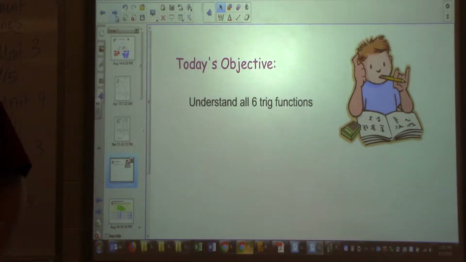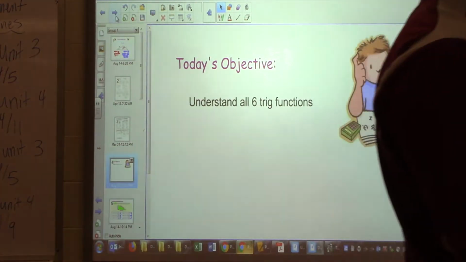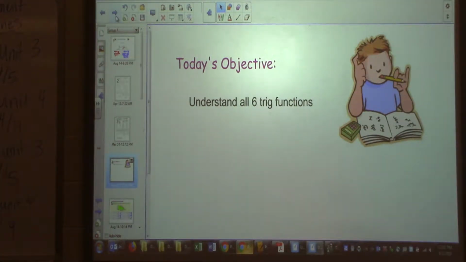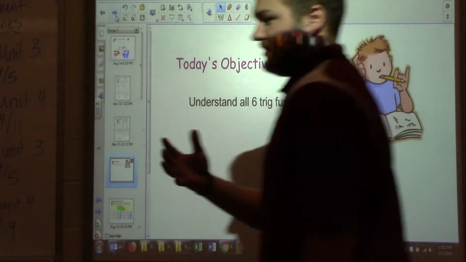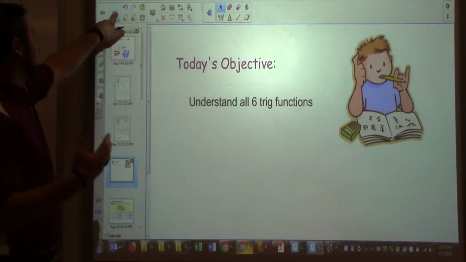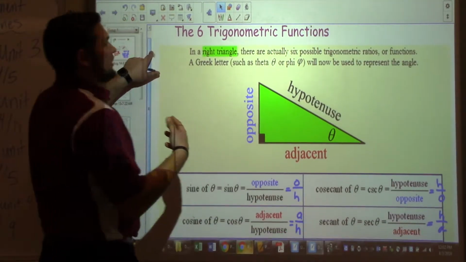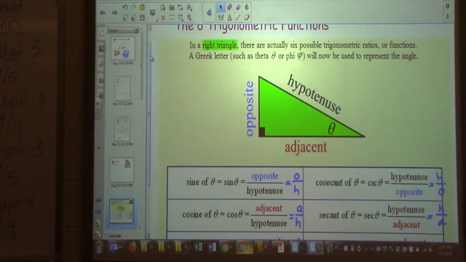Alright, so today we're talking about the 6 different trig functions. You know 3 of them already, right? Sine, cosine, tangent. There are 6. So, we're going to learn about cosecant, secant, and cotangent today. Alright? So, in a right triangle there are actually 6 possible trig ratios, not just 3. You've only learned 3 already though.